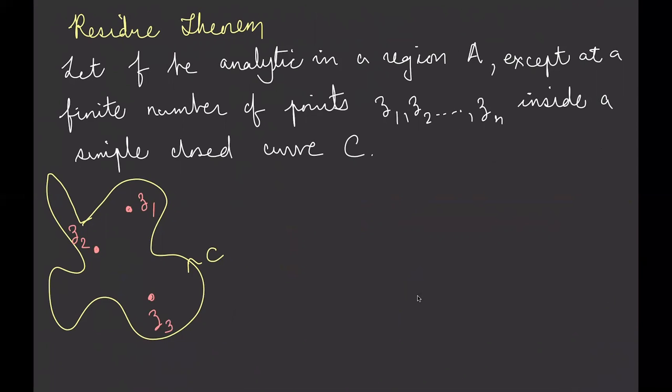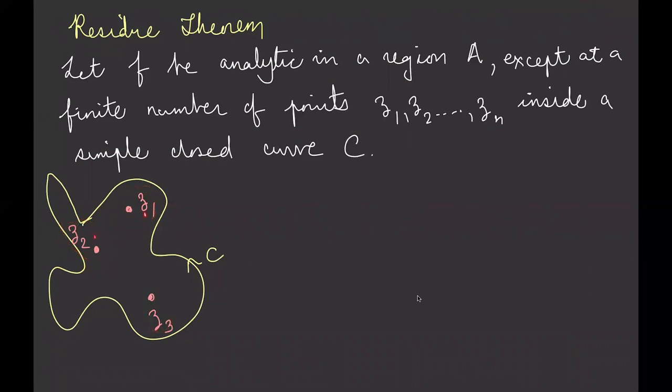So this is essentially the major theorem in complex calculus that we're going to deal with in this course, and it's called the residue theorem. Okay, and it's going to tie together what we've discussed so far. So let f be analytic in a region A, except at a finite number of points z1, z2, all the way up to zn, which are inside a simple closed curve C. Right, so it's analytic in some region surrounding this, except at these problem points. So the problem points are inside a curve C.